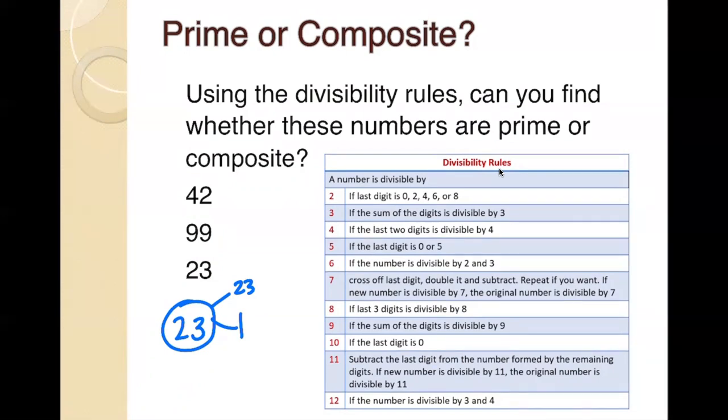So 23, I'm going to put a little p here, is prime, 99 is composite, and 42 is composite. All right, now you might need the other divisibility rules here, but you also might just be able to do it in your head.